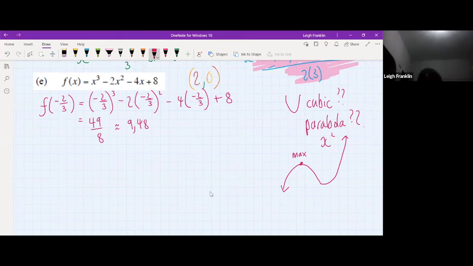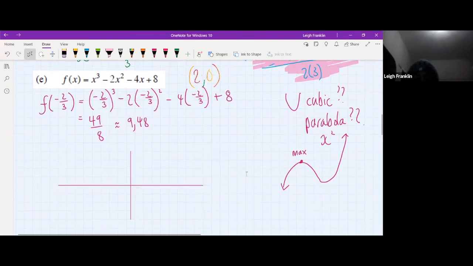So in which quadrant is this maximum? In which quadrant is our maximum, Matrix? So this point that we've calculated over here, -2/3 and 49/8. In which quadrant is that point going to be plotted? Good, Primrose. Yes, Juanita, the second quadrant. Good.